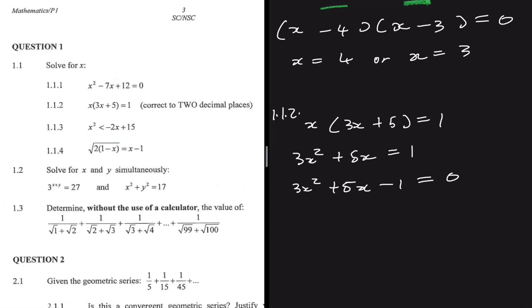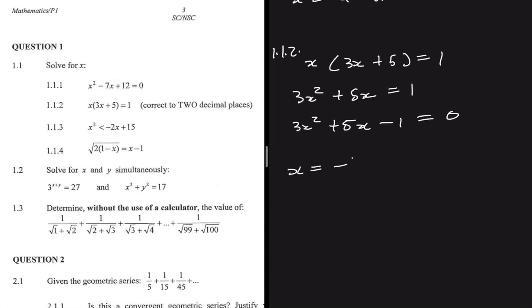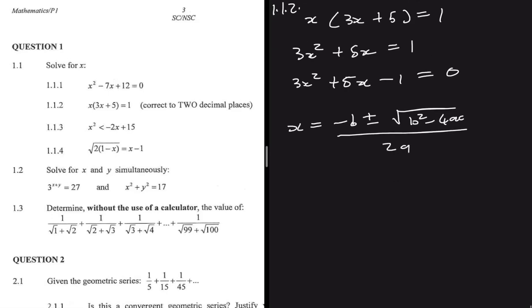We know that we cannot factorize this, so let's go ahead and write the quadratic formula. x is equal to minus b plus or minus the square root of b squared minus 4ac, everything divided by 2a, right? If we substitute, 3 is a, 5 is b, and minus 1 is c, so that we are on the same page.